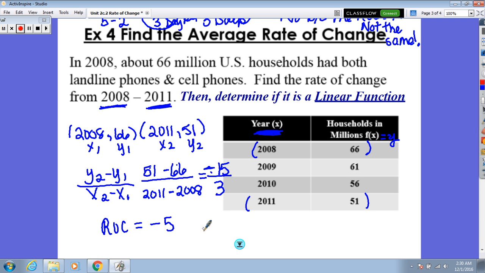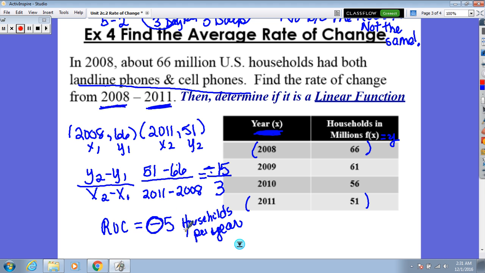It means the rate of change between landlines and cell phones from 2008 to 2011 was 5 million households per year. Okay, so there was a decrease in the amount of households that had both landline phones and cell phones. And we say decrease because this right here was negative. So this is the amount that it decreased each year.